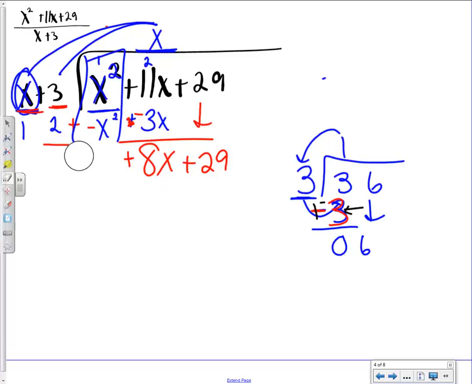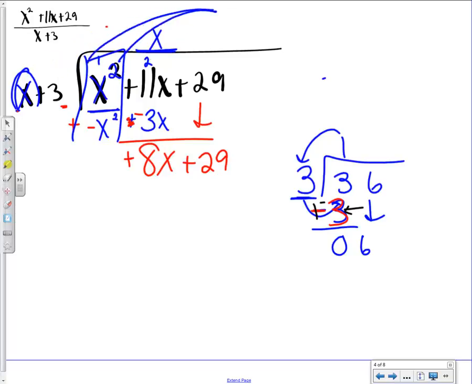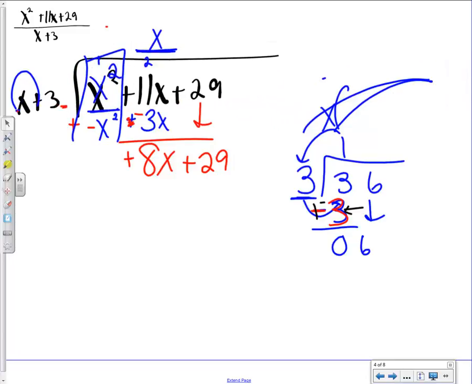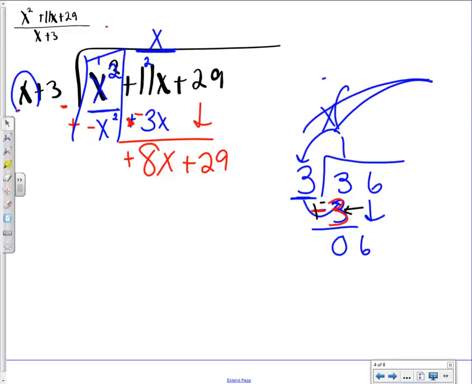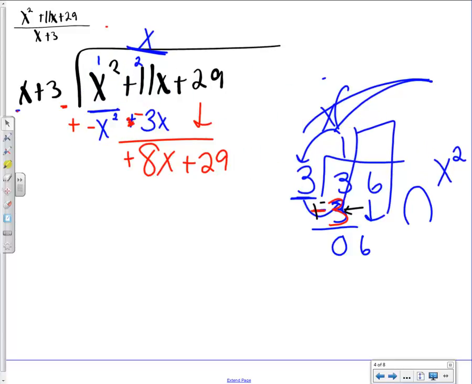Let me clean this up just a bit because that's a lot of mess everywhere, okay? Whoa, not that. Don't get that crazy, right? We're getting crazy. Okay, good enough.